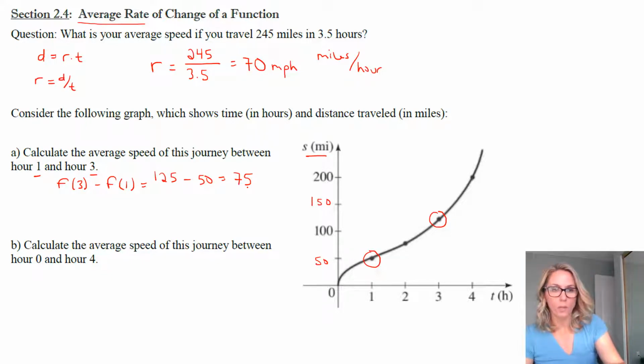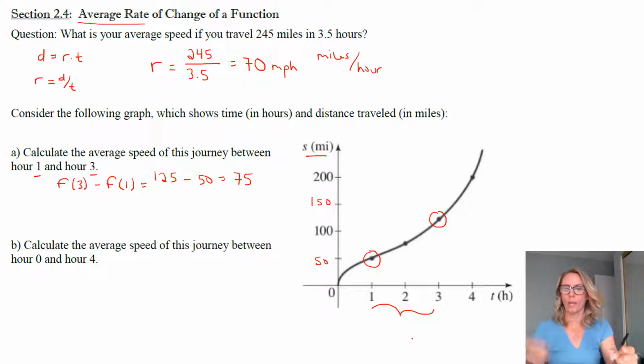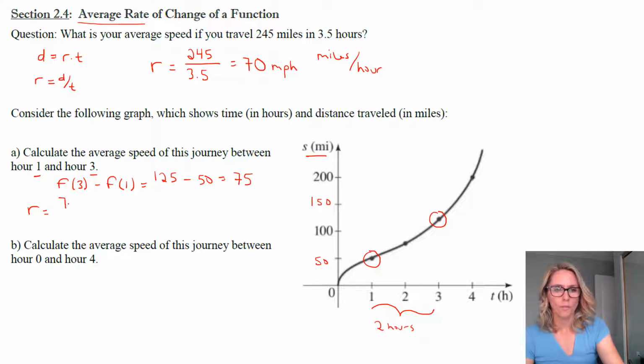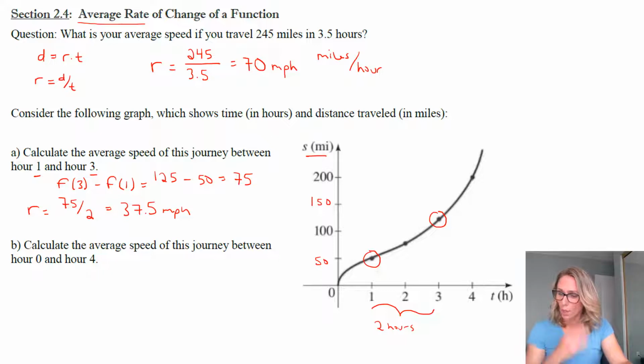Now we need to think about time. And really that's just the difference between hour 1 and hour 3. So we can see that the difference there is 2 hours. So in order to find our rate here, we're going to take the 75, the difference in the y values, divided by basically the difference in time, and that's going to give us 37.5, and it looks like this is miles per hour as well. So yay.